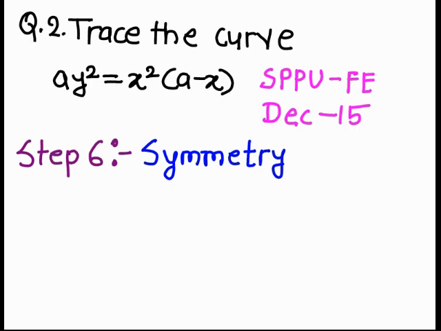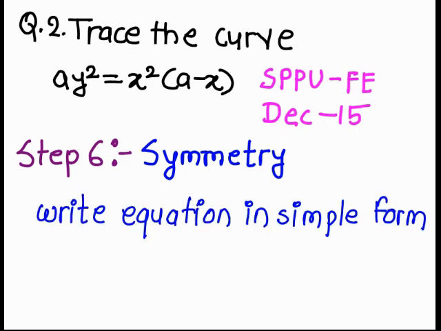So in step 6 we find the symmetry. First of all, we write the given equation in the simplest form. So we open the bracket, and we get ay square is equal to x square into a and x square into x. So we get ay square is equal to a x square minus x cube. Now once we get this, we prepare a table to find the symmetry along different axes.